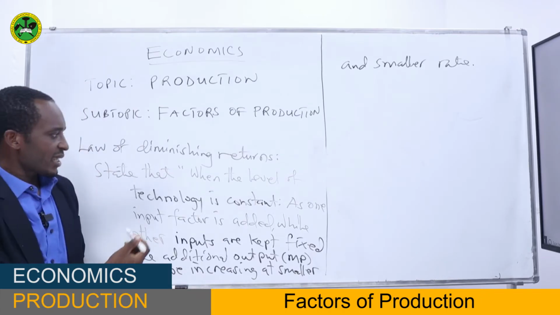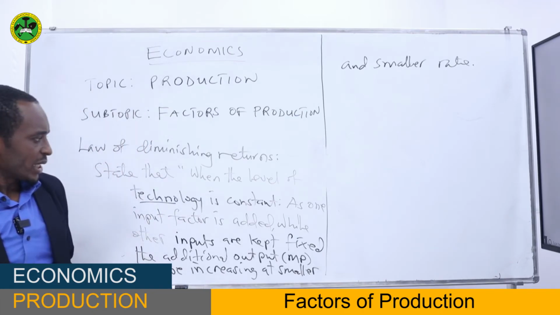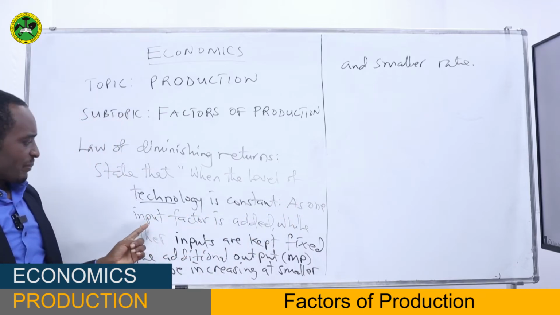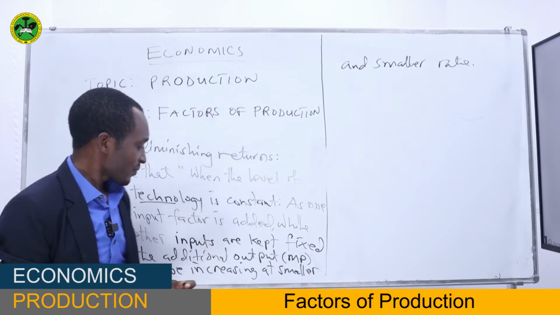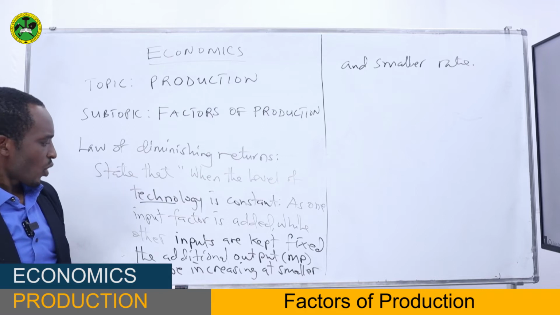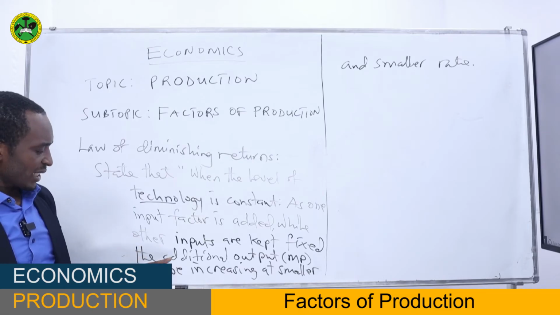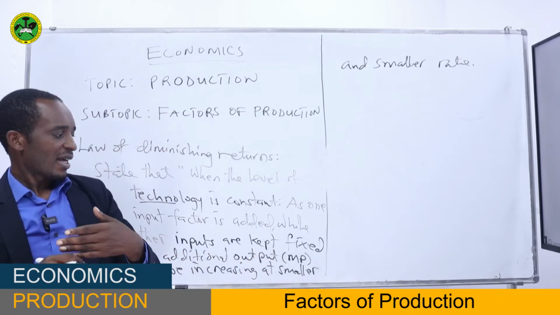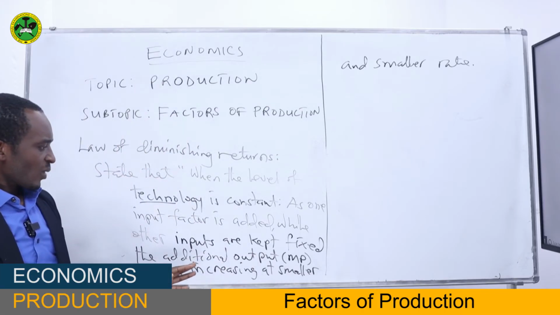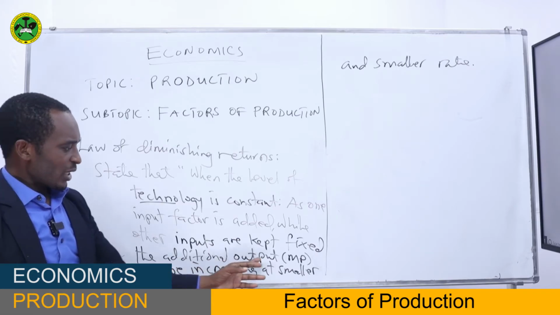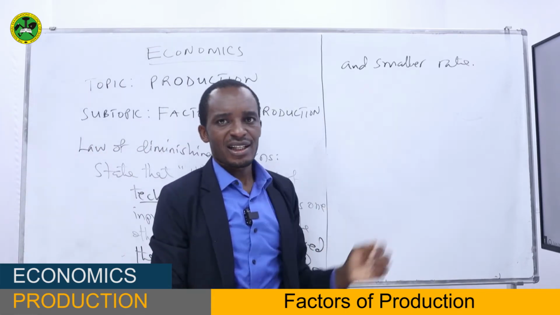Okay, our law said that when the level of technology is constant or is given, as one input factor is added, and here the input we are talking about is labor, as one unit of labor is added while other inputs are kept fixed, the other inputs which are kept fixed here being land, capital, and entrepreneur, the additional output or the marginal product will be increasing at a smaller and smaller rate.